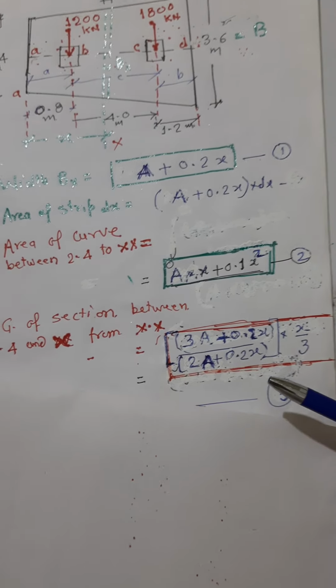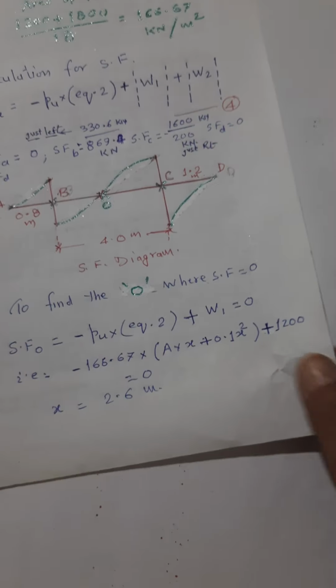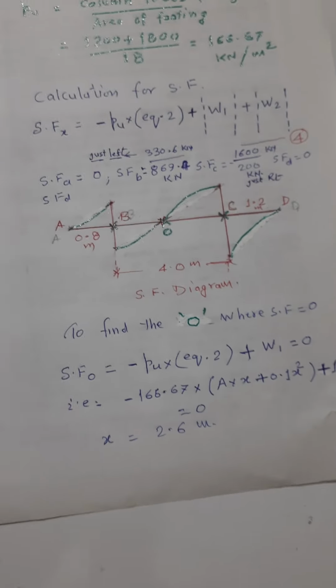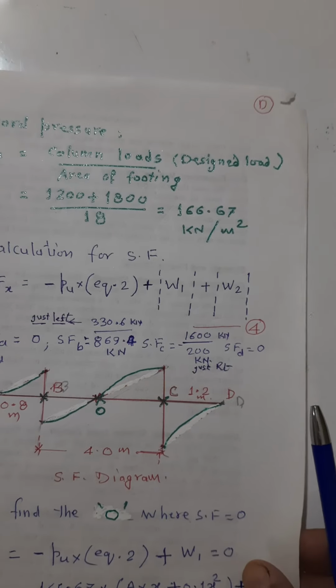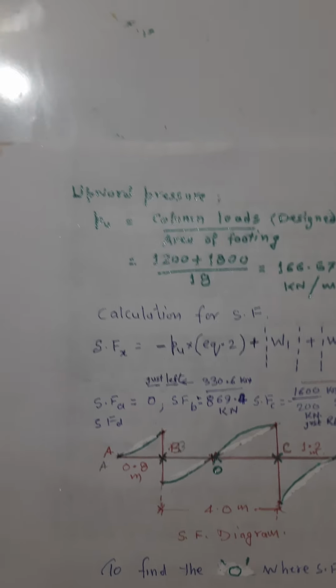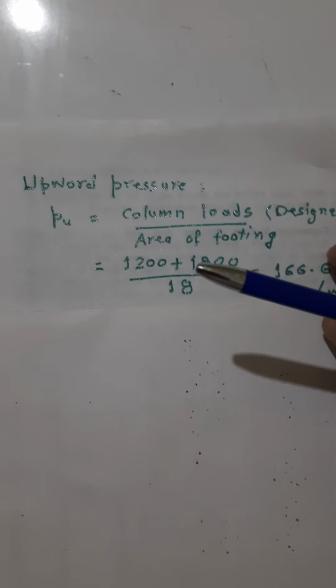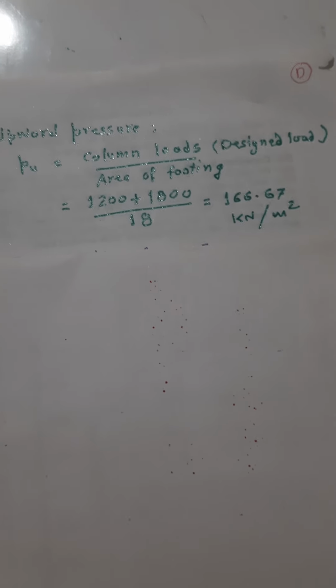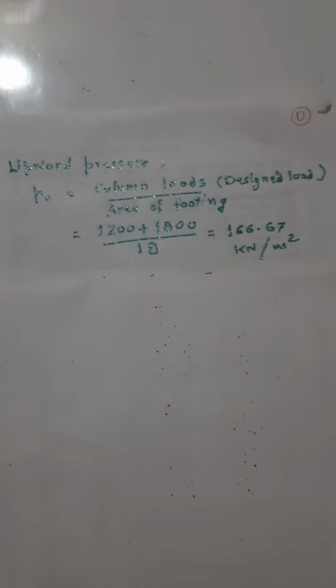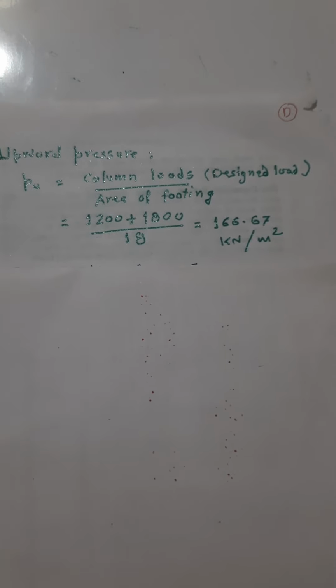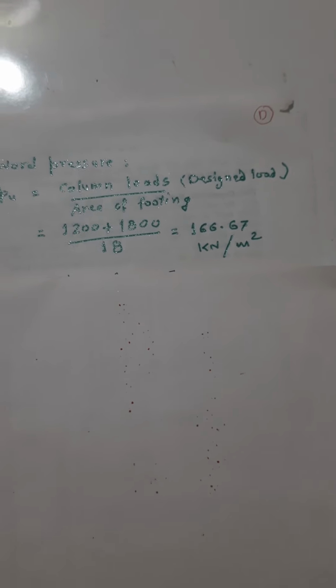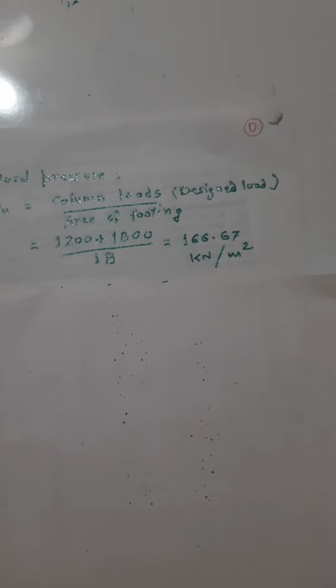Now, once all the three general equations that we have found out so far are known, our next part is to find out the shear force. Shear force at any section, and then we have to draw the shear force diagram. Before we find out the shear force diagram, first of all, we are supposed to know the upward pressure. Upward pressure is nothing but total load divided by the actual area.